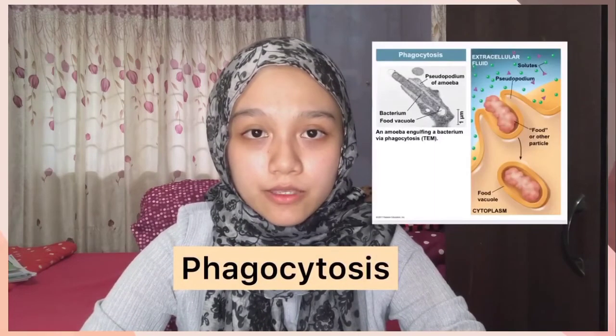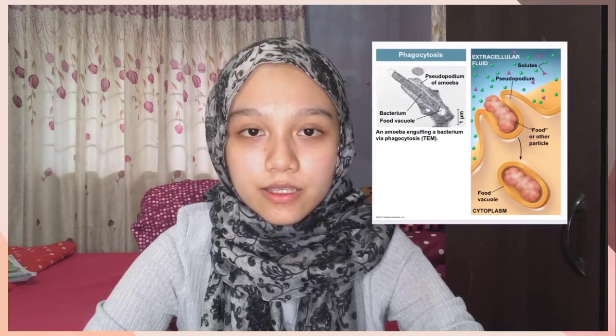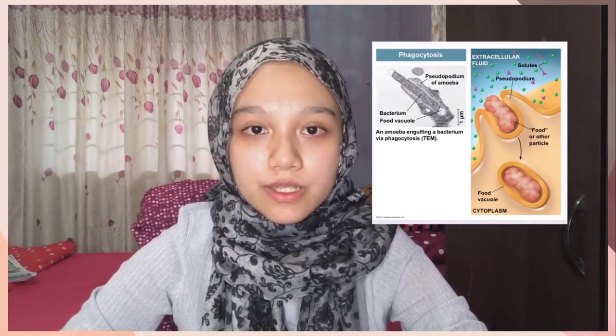Now I would like to explain a little bit about the 2 main types of endocytosis. First is phagocytosis. It is the process by which solid substances are ingested. It is usually transported to the lysosome. In phagocytosis, a cell engulfs a particle in a vacuole. The vacuole fuses with a lysosome to digest the particle.